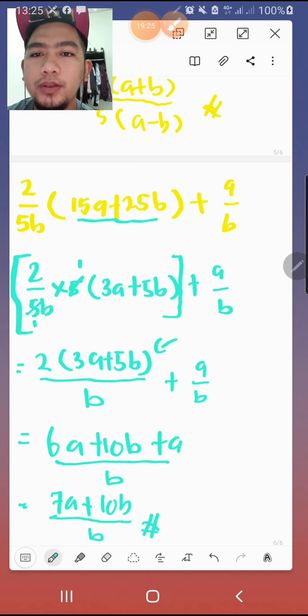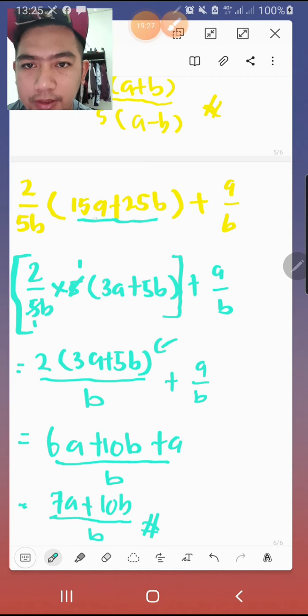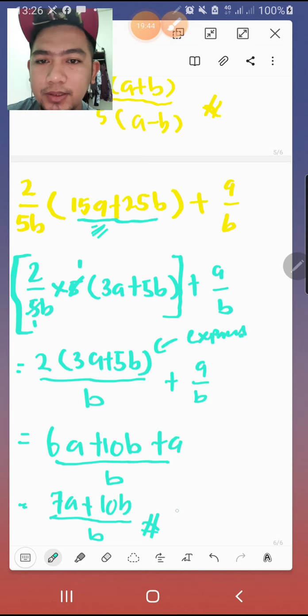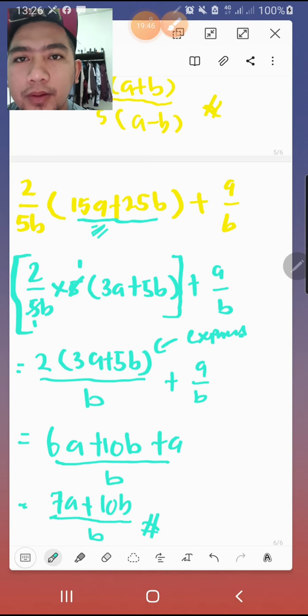Alright, make sure in the first part here you must factorize first, then we can eliminate. So this one you must expand again to solve and get the final answer. Alright, so let's take a look at the next example.